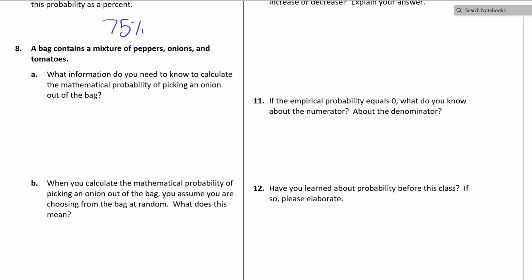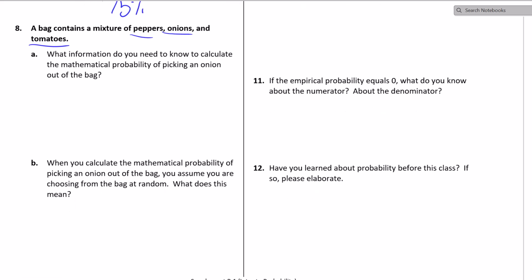What information do you need to know to calculate the probability of picking an onion? It's got peppers, onions, and tomatoes. We just need to know how many there are of the things in the bag. You could even know what percent are onions, and then you would be able to tell the probability. Very cool. What does it mean that you're choosing at random? It means that you pick and everything is equally likely. All equally likely outcomes. That's the important part.